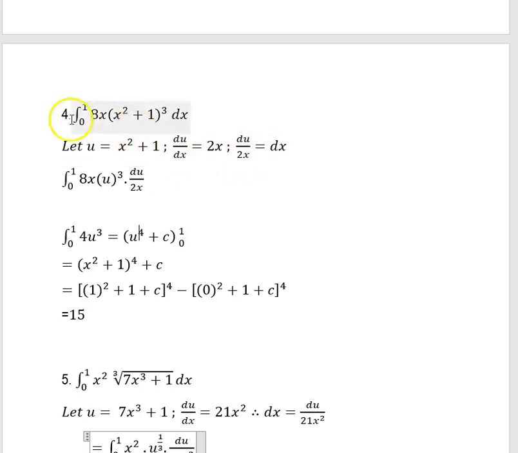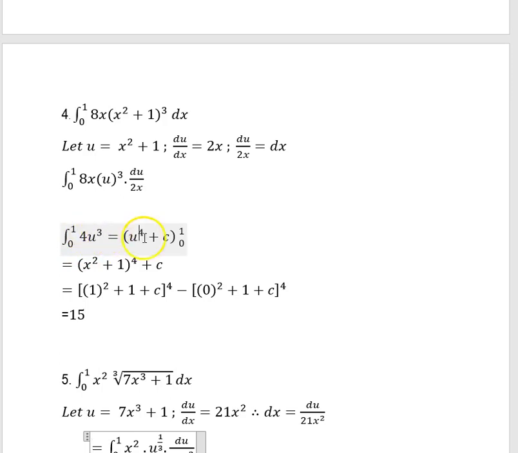So I go back to the expression and I put u there, since I've represented it as u. My dx will also change to du over 2x. Then you can simplify. The 2 will cancel with 8, which gives you 4. The x will cancel out, and you're going to be left with 4u to the power of 3. At this point, I can now integrate.